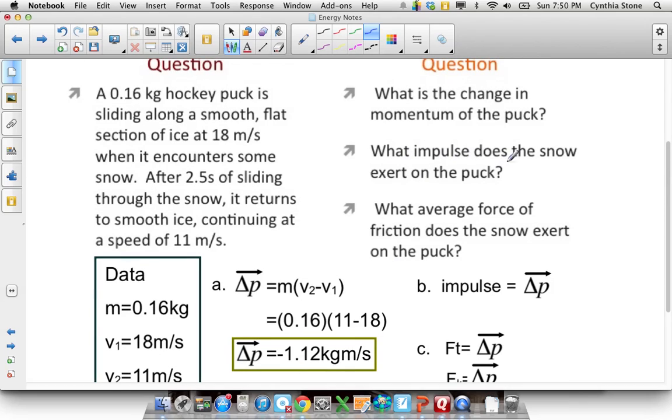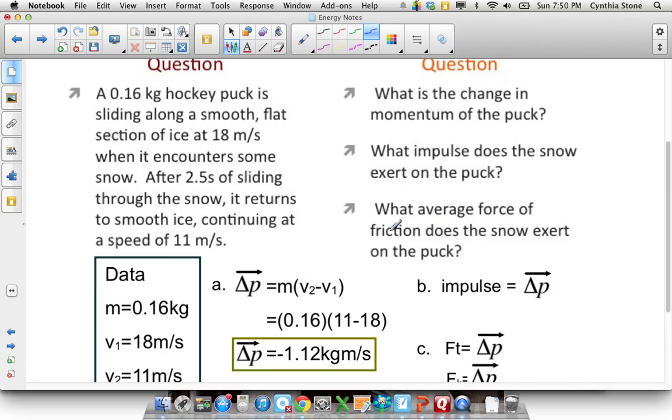Then it says, what impulse does the snow exert on the puck? Weird question, but impulse is just change in P. I chose this example specifically because if you're looking at a textbook type question, they'll use different language for the same thing. Okay, I try not to be so tricksy, but.